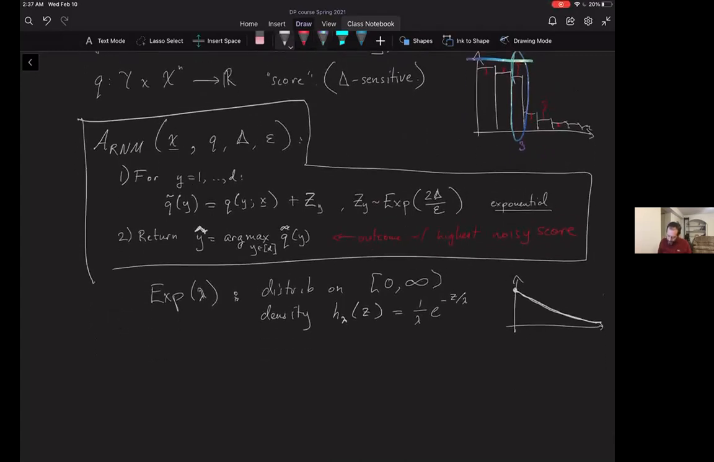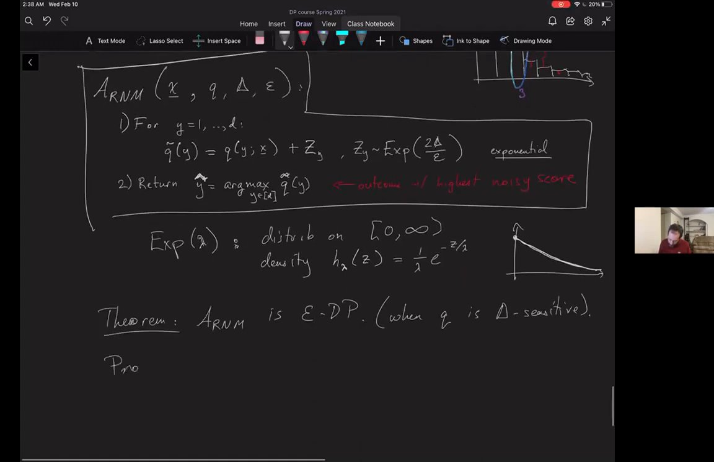It turns out that this algorithm satisfies a very similar guarantee. On one hand, this algorithm is epsilon differentially private for every score function that is delta sensitive. I'm not going to prove that; we're going to leave that one as an exercise. The proof is kind of subtle, but it's a nice thing to work through and really try to wrap your head around.